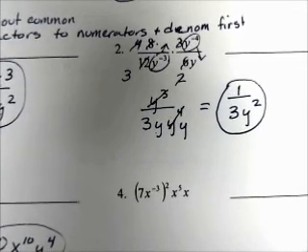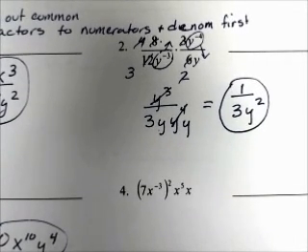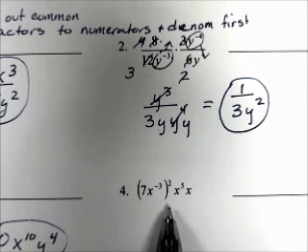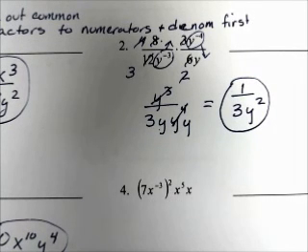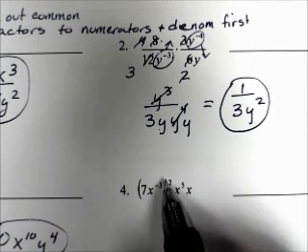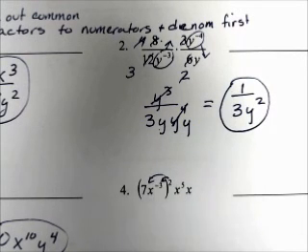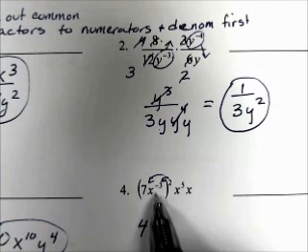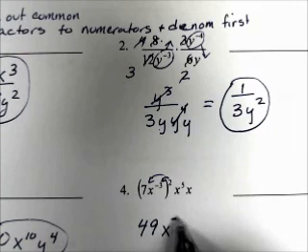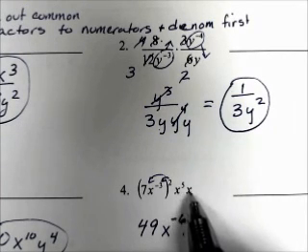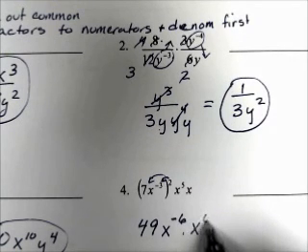All right, for number 4, we have this 7x to the negative 3 raised to the second, so we have a product raised to a power, so let's distribute that. So that would be 7 to the second, which is 49. x to the negative 3 raised to the second. Remember, you multiply those exponents. That would be x to the negative 6 times, well, x to the 5th times x to the 1st is x to the 6th.